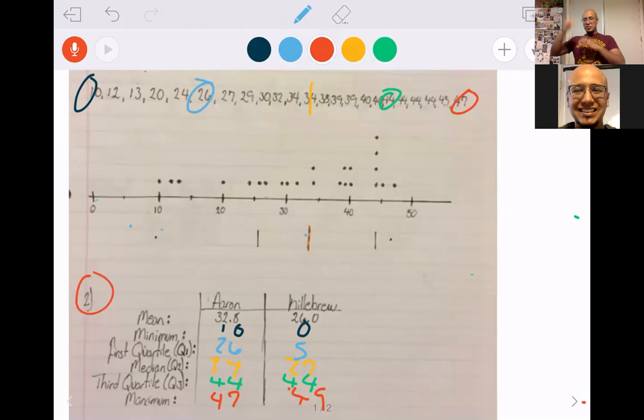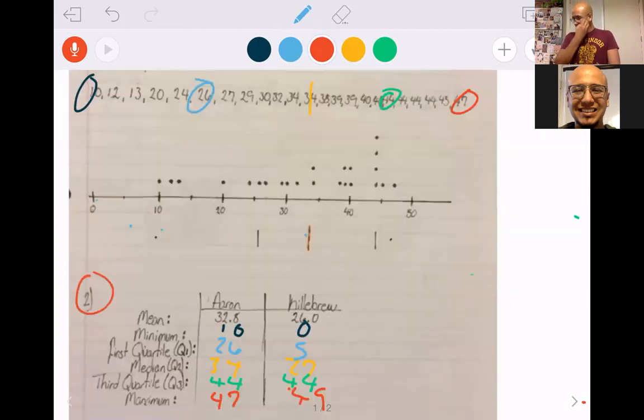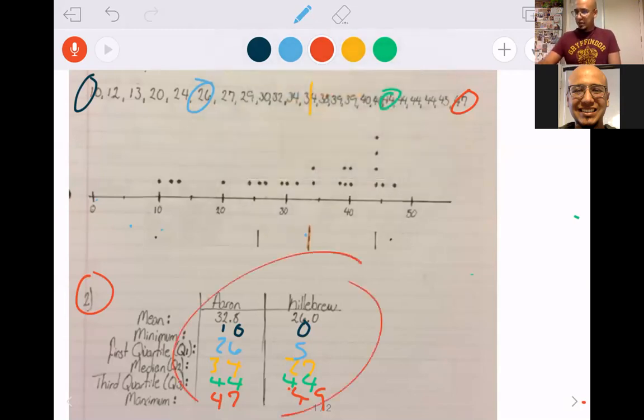Now, I'm going to be skipping back and forth because we're going to be using these tables and this dot plot for some of the other numbers. But if you are following along, you should be able to answer all of those questions. So if I can just recap. I organized both Aaron's and Kilbrew's information from least to greatest, and I found my Q2, my Q1, and Q3 for each of those. And all of that information is now down here.